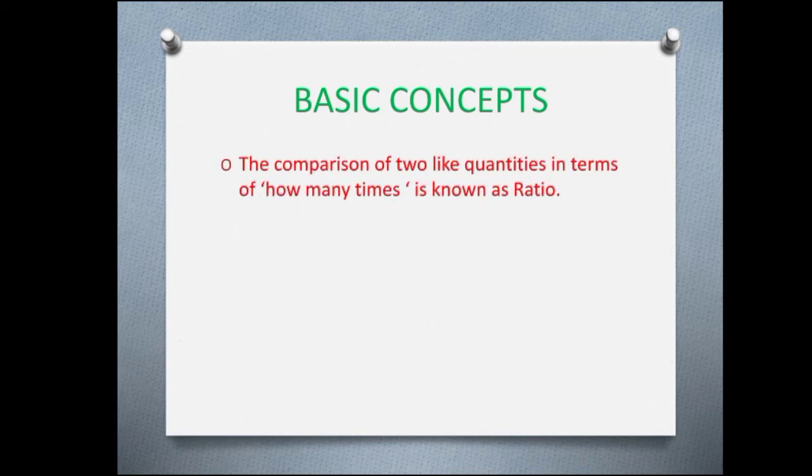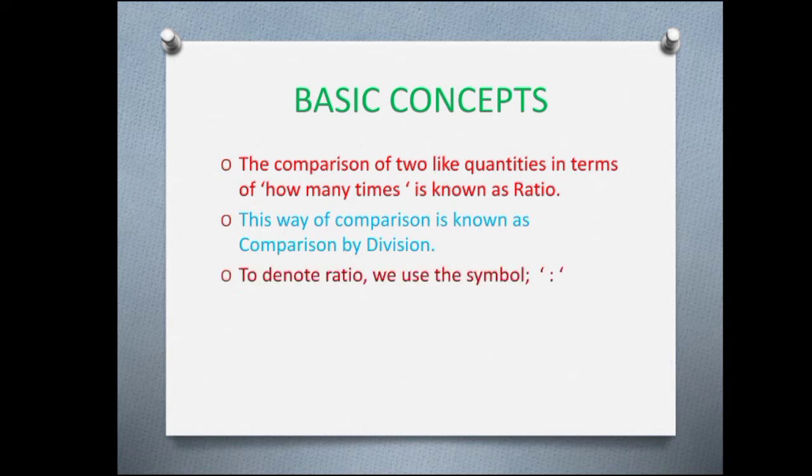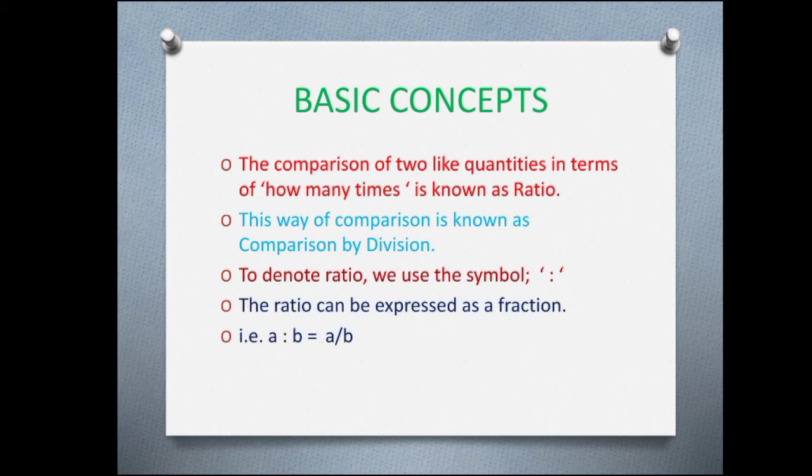The comparison of two like quantities in terms of how many times is known as ratio. This way of comparison is known as comparison by division. To denote ratio, we use the symbol, you can see here, two dots. The ratio can be expressed as a fraction, that is, A to B is equal to A upon B.